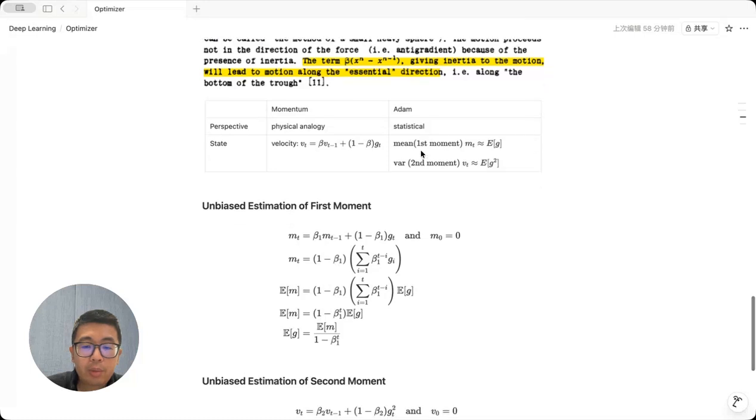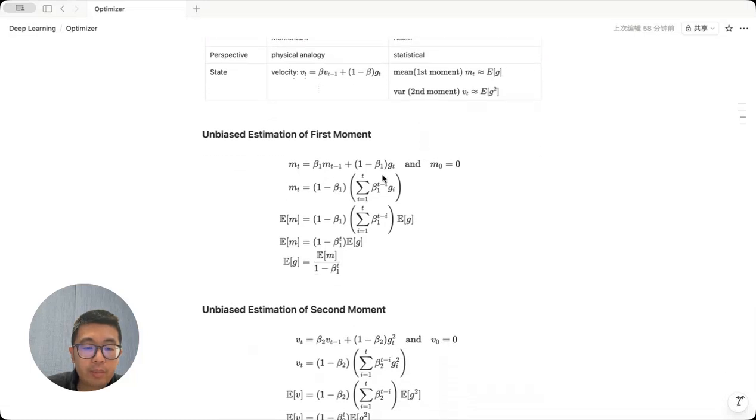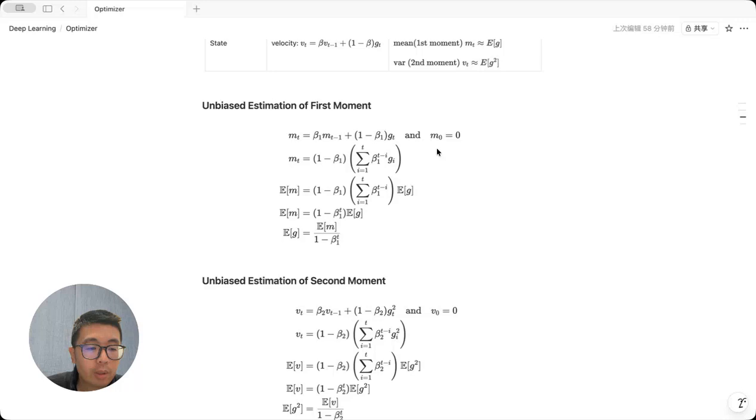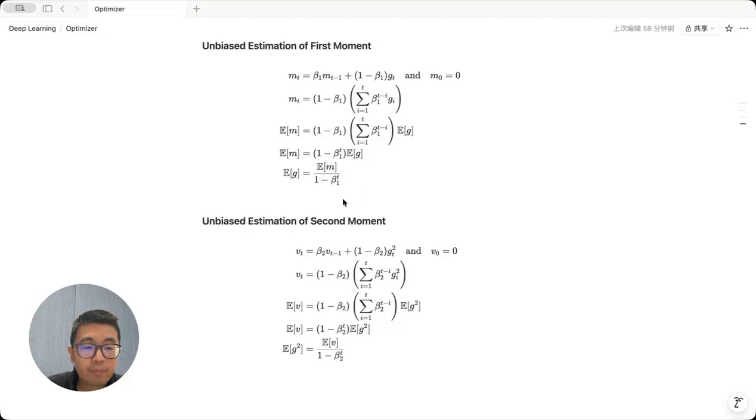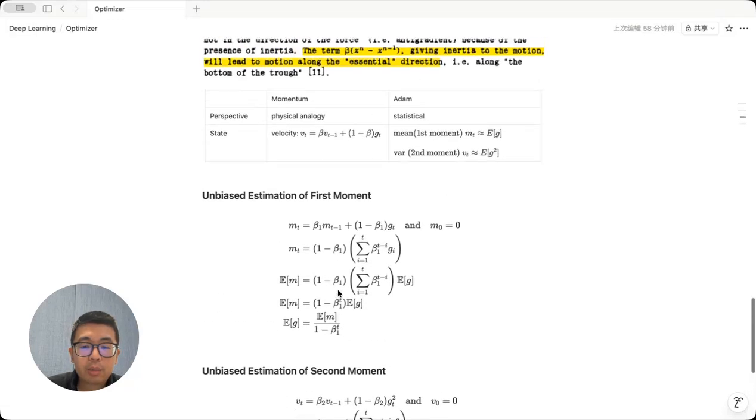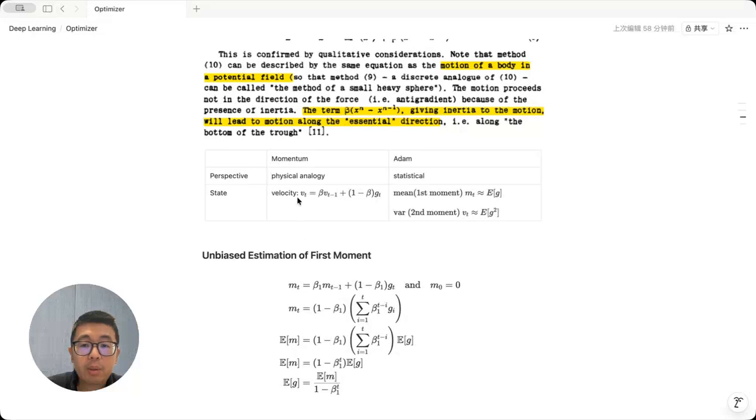There is also a very important detail. These estimates start from zero, so early on they are biased. Adam corrects this bias so that the estimates better reflect the true mean and variance, especially in the initial steps. So, although the same symbol v is used in both methods, the meaning is different.